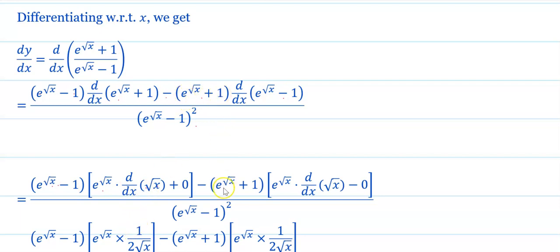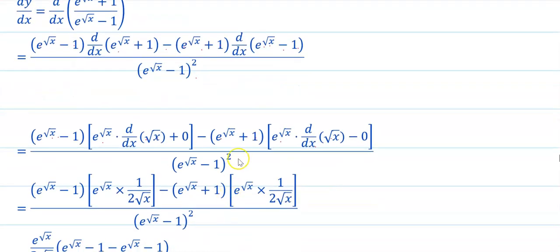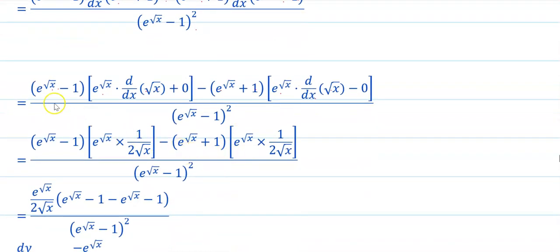Next, e raised to root x plus 1 as it is, d/dx of e raised to root x. What about the derivative of e raised to root x? e raised to root x into derivative of root x. d/dx of root x. Derivative of this minus 1 is 0. Upon e raised to root x minus 1 bracket square. Now see the simplification ahead. e raised to root x minus 1, e raised to root x into the derivative of root x, which is 1 upon 2 times root x, minus e raised to root x plus 1 as it is, e raised to root x into derivative of root x, which is 1 upon 2 times root x.